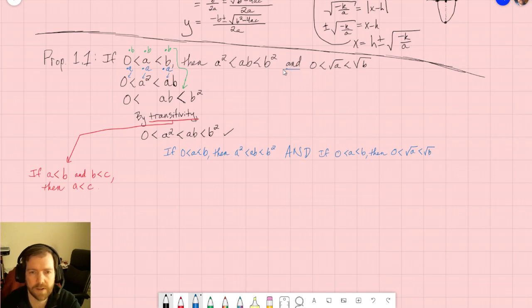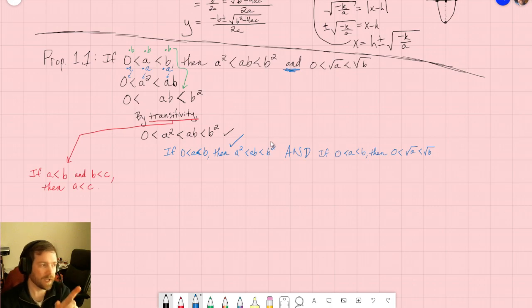Okay, and taking this and statement here, we can separate it into two cases. So if we have 0 is less than a is less than b, then a squared is less than ab is less than b squared. We've just proven. So this is good.